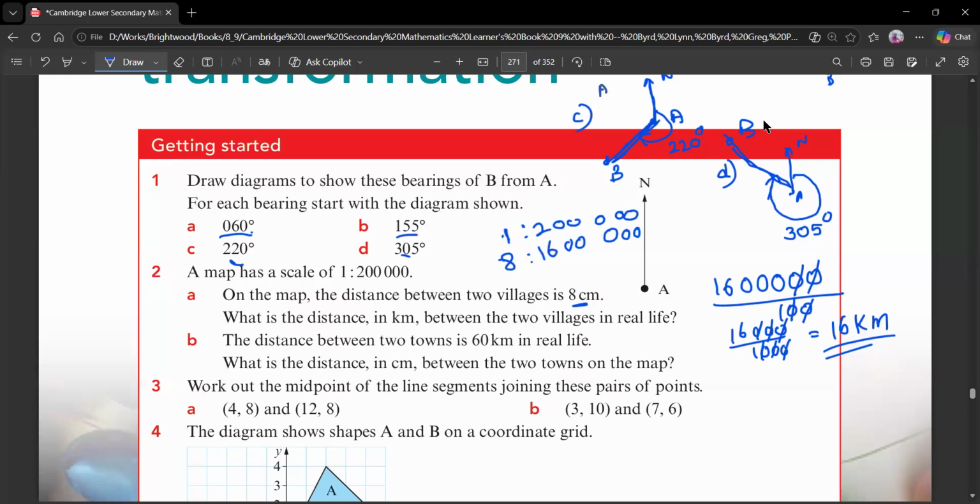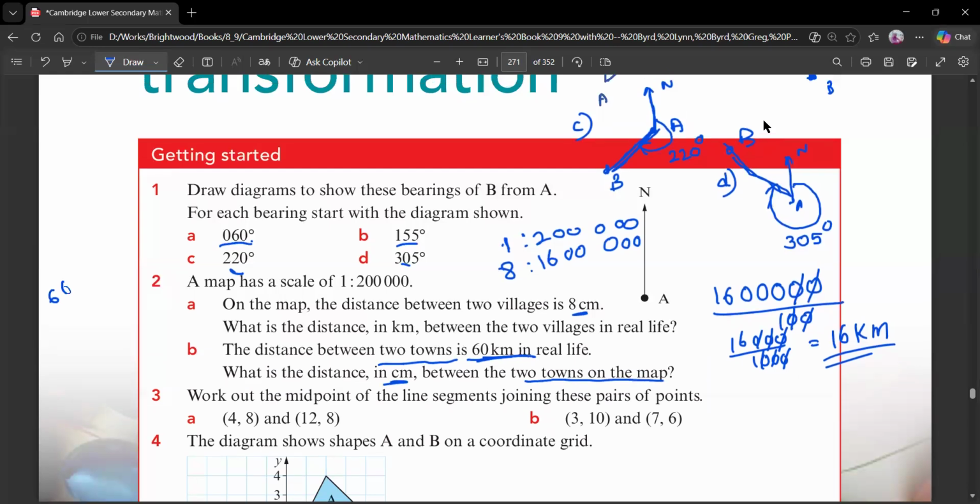Here, the distance between two towns is 60 kilometers in real life. What's the distance in centimeters between the two towns on the map? If you consider 60 kilometers, to convert to meters, multiply by 1,000. If you consider meters to centimeters, another 100.